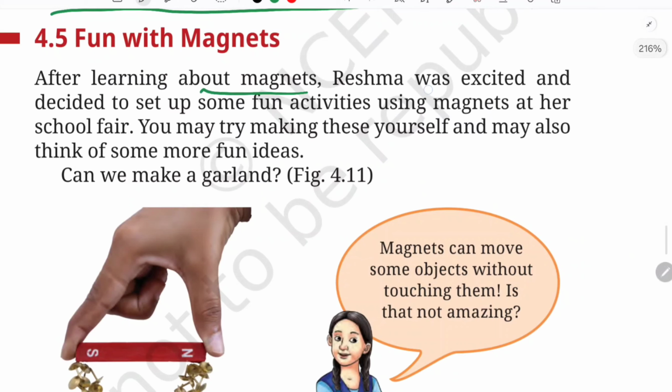After learning about magnets, Reshma was excited and decided to set up some fun activities using magnets at her school fair.